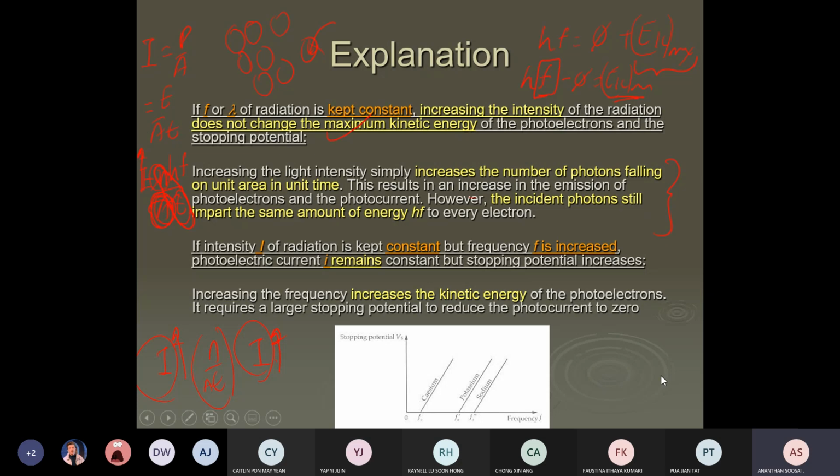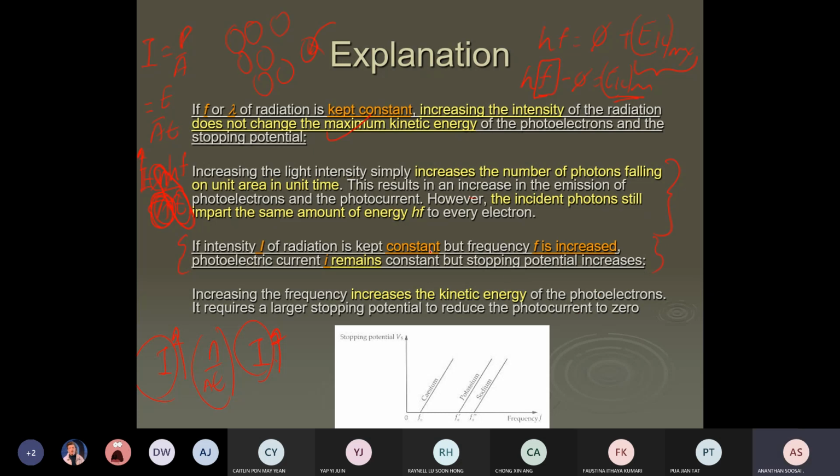Increasing the frequency. So remember, look at this diagram here. Stopping potential against frequency. This shows different metals have different threshold frequencies.